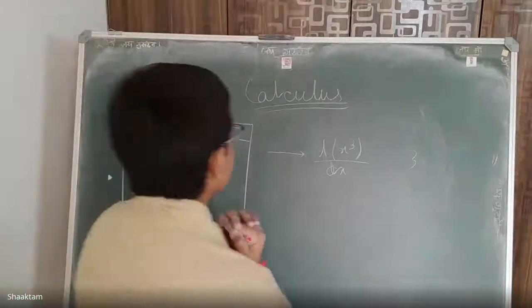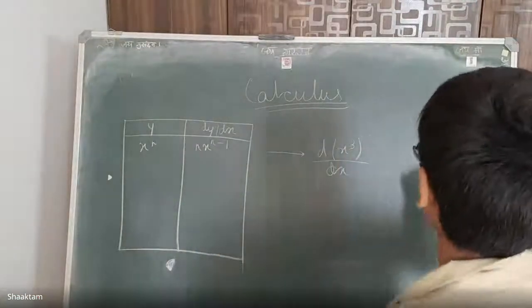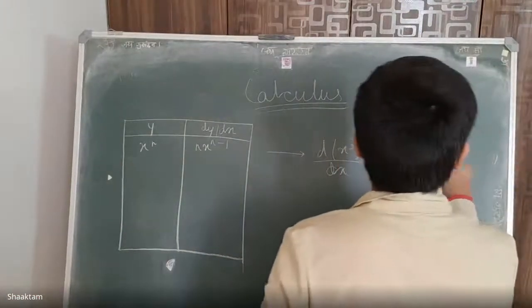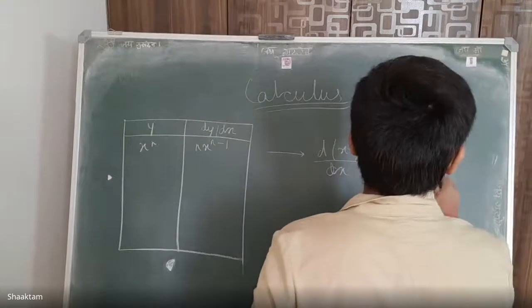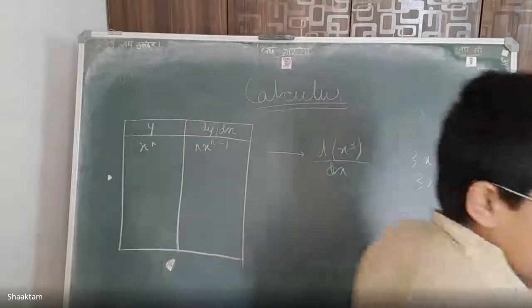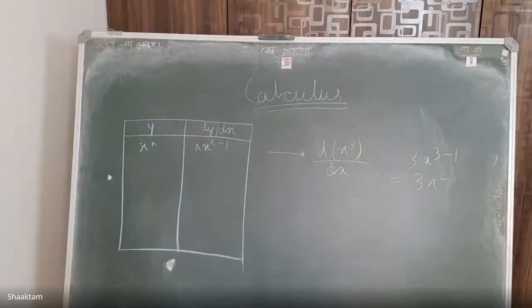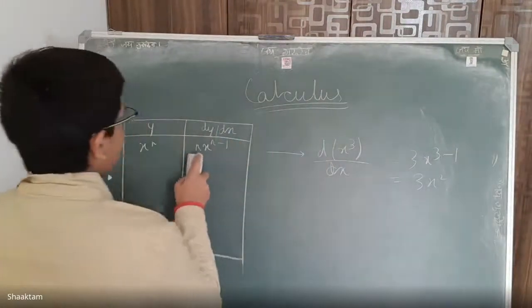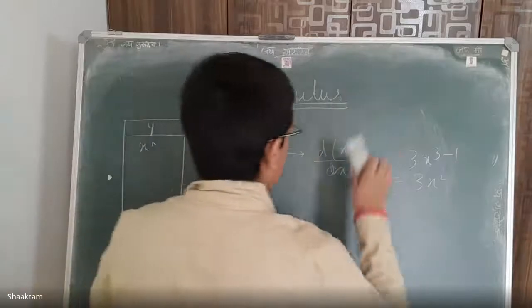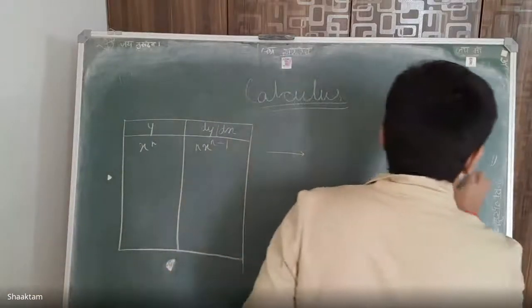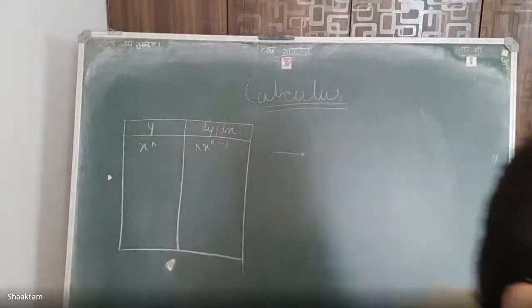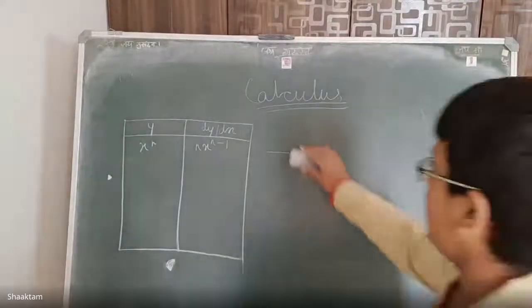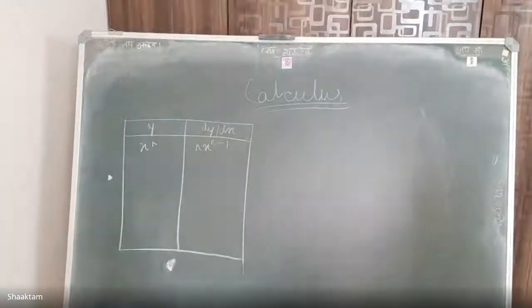Okay, fine. So n minus 1 will mean 3x raised to 3 minus 1, which will be 3x square. So that is what I meant when I said if y is equal to x raised to n, dy by dx is nx raised to n minus 1. So that was for the first formula.